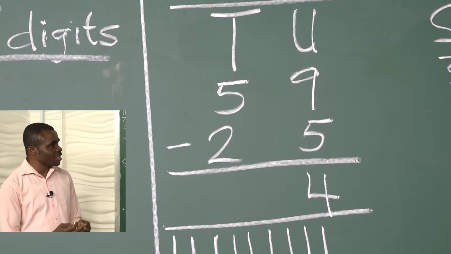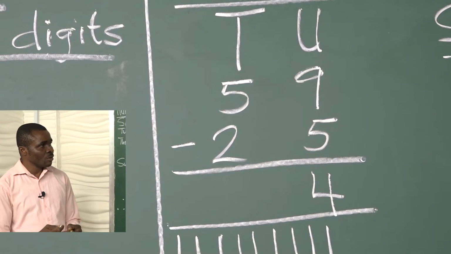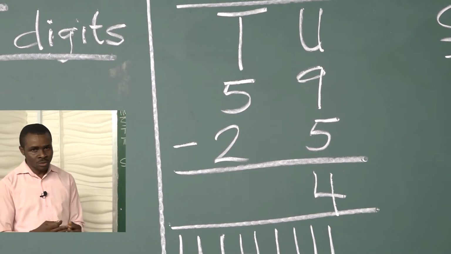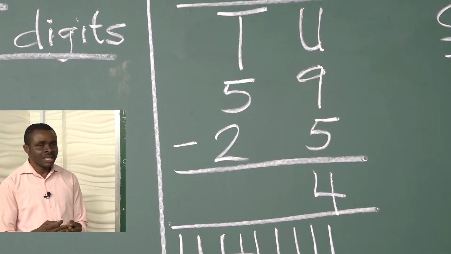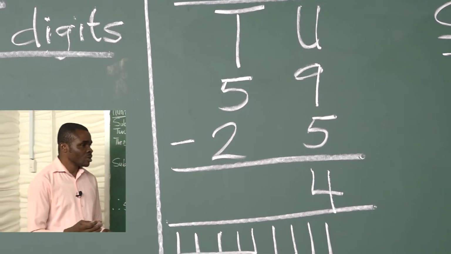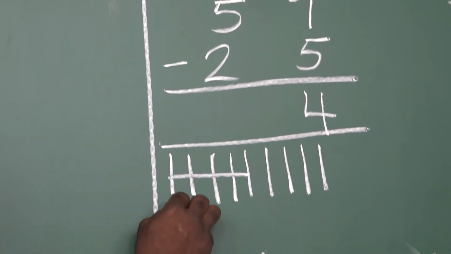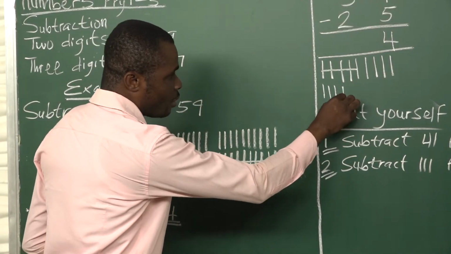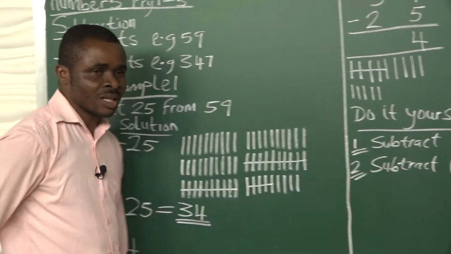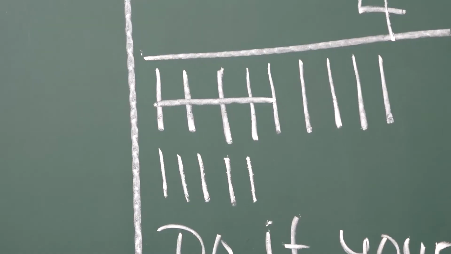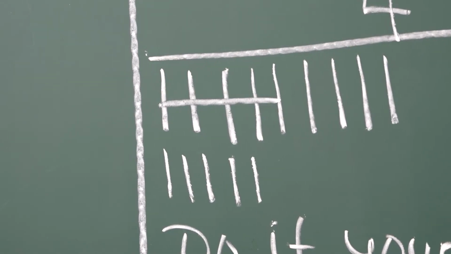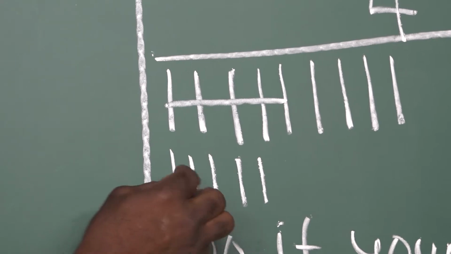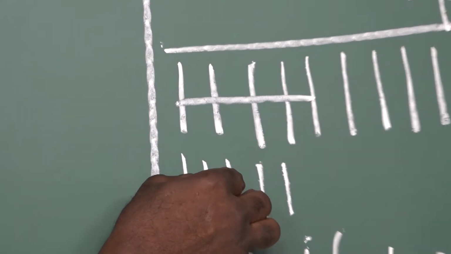Then you proceed to the tens column, where you have 5 and 2. You count 5, then take away 2. So if you do that, counting 1, 2, 3, 4, 5, then remove 2 from the 5. That means you need to count 2: 1 and 2.